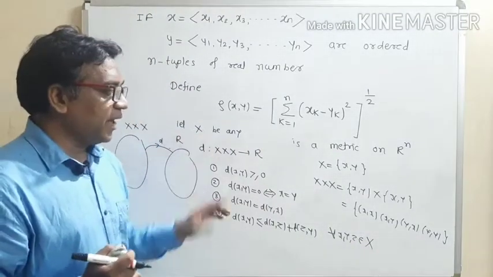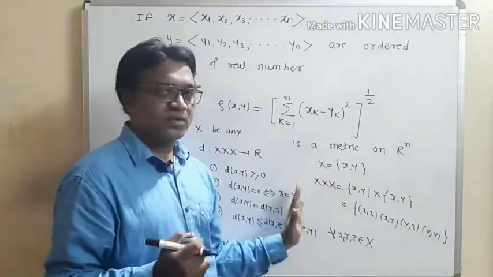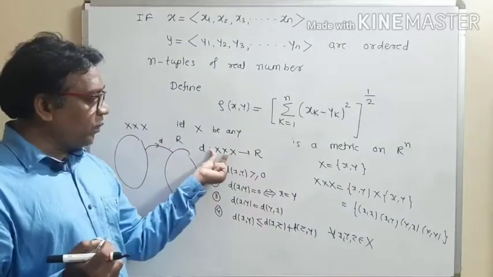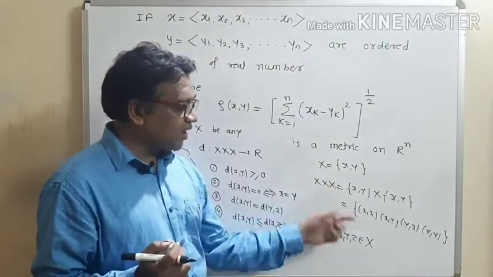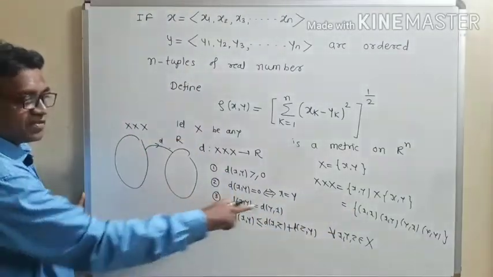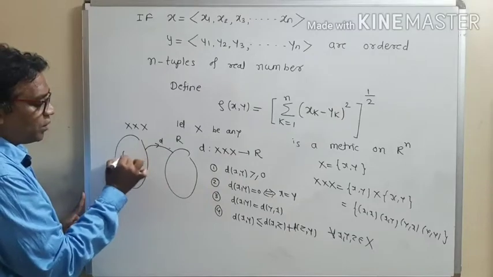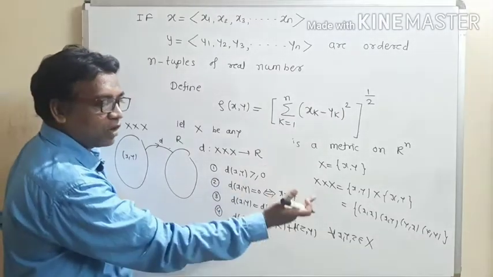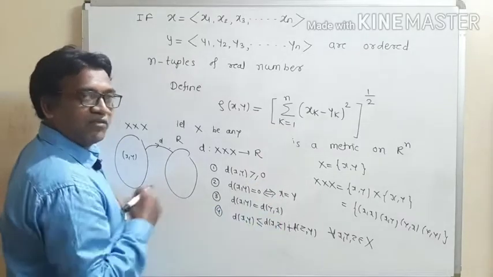What is X? X, it is any non-empty set. So let us take two elements. So this domain X cross X contains the four elements. So this X cross X contains the ordered pairs: it contains the ordered pair (x, x), it contains the ordered pairs (x, y), (y, x) and (y, y).